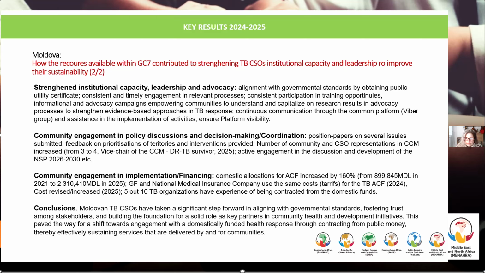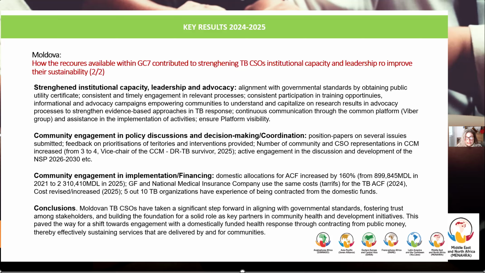As well, through the discussion and work, we developed as a platform. Many position papers have been submitted to the Ministry of Health. We offered feedback on prioritization of territories and interventions provided within the national program. The number of community and civil society representatives has increased at the level of the CCM. We had only 3, now we have 4 representatives. And even the vice chair of the CCM is now represented by a drug-resistant TB survivor. And I already mentioned the active engagement in the development of the new national strategic plan for TB.